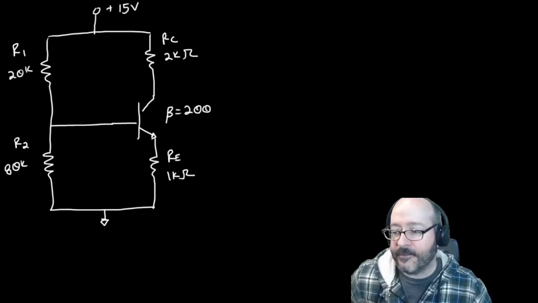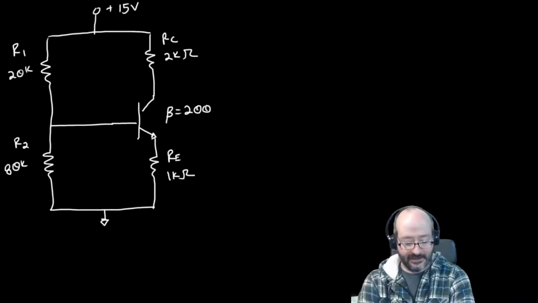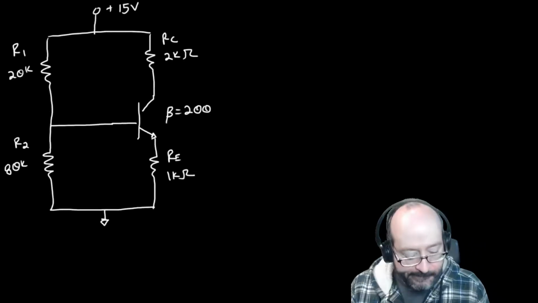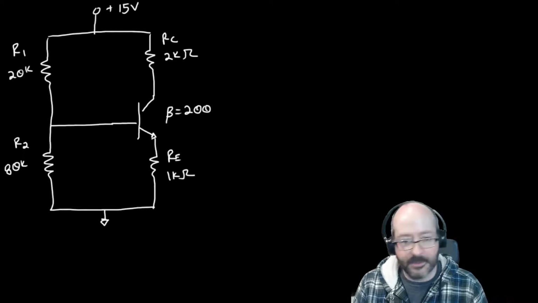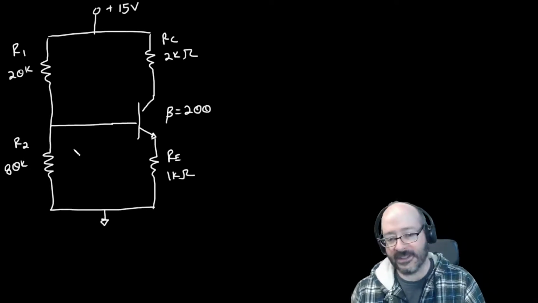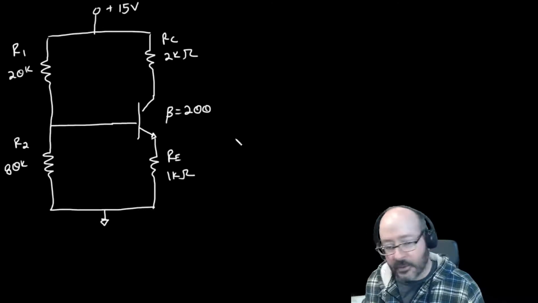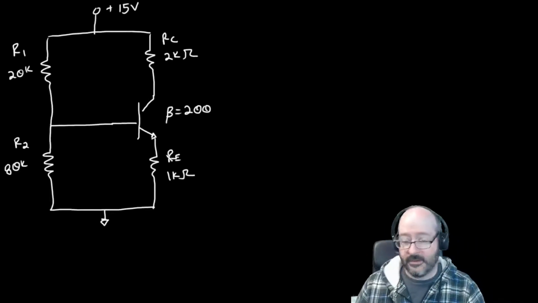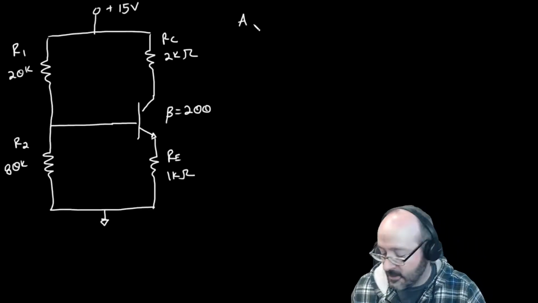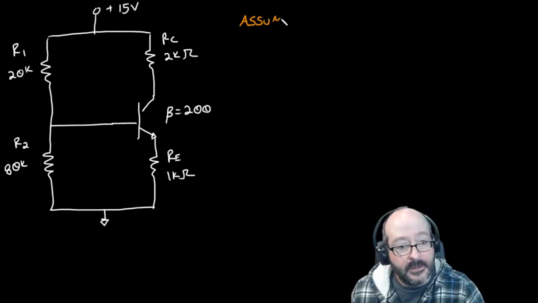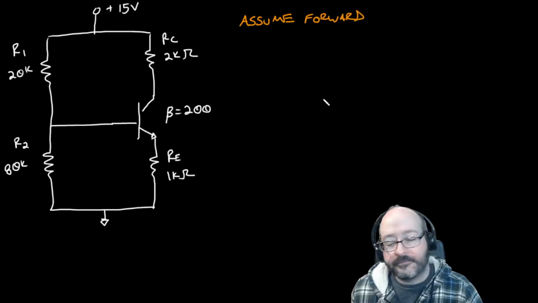So here's a circuit. This is usually called a voltage divider bias circuit. It's a common-emitter amplifier if we were to stick some AC signals into it, but we're only focused on DC right now. Okay, so we don't know what region it's in. So we're going to assume the forward region, right? For starters. Okay. Assume forward.